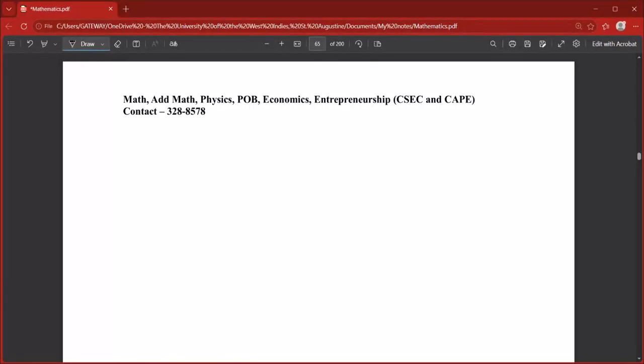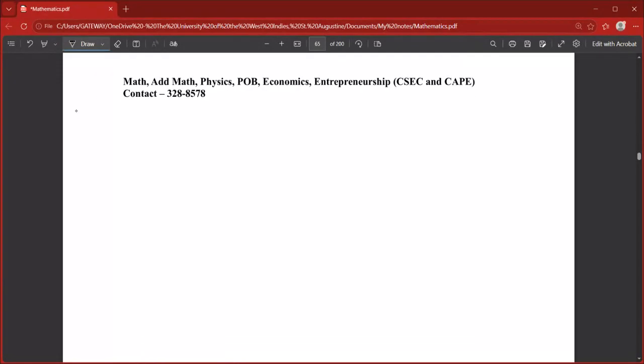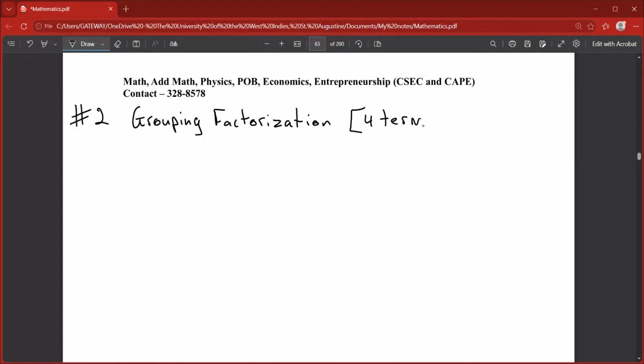So factorization by grouping. This is the second type of factorization, grouping. And when do we use grouping? We use grouping when we have four terms. Right? Well, you already know to factorize, you already know to pull out the highest common factor, right?